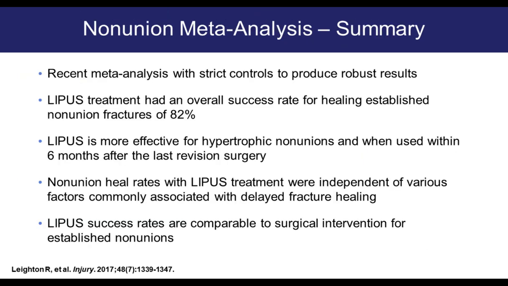So this is a recent meta-analysis with strict controls and robust results. LIPUS had an overall treatment success rate of established non-union fractures of 82%, was more effective for hypertrophic non-unions and when used within 6 months after the last surgery. And they seem to be independent, heal rates seem to be independent of various factors commonly associated with delayed fracture healing, like smoking. LIPUS success rates were comparable to surgical intervention for established non-unions, so perhaps you have an option other than surgery for some of these patients.